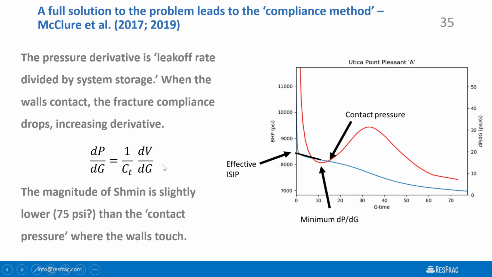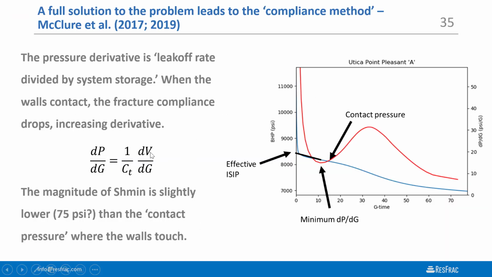We have a derivation of this equation. It's a very useful equation. It says that the derivative of pressure with respect to G time is equal to the derivative of leakoff rate with respect to G time divided by the system storage coefficient. I think this equation is essentially what you would find in Nolte's old references going back many years. I don't know that I've ever seen him write it exactly like this, but I think this is a succinct way of summarizing Nolte's work describing this.